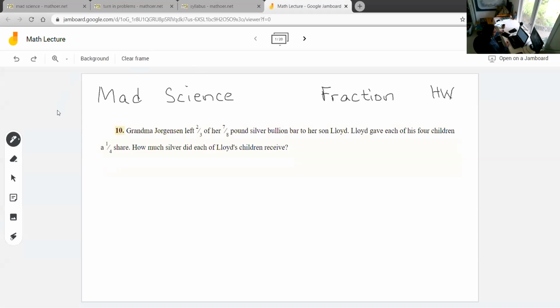Okay, we're starting with a homework question from the fraction turn-in section of Mad Science. The last one, this terribly confusing one, put there just to make everyone hate me. And a key to this problem is that we have the word of. So what math does of turn into? What arithmetic operation?